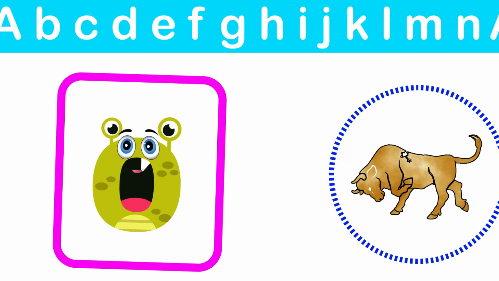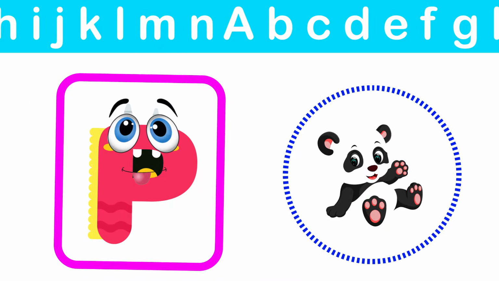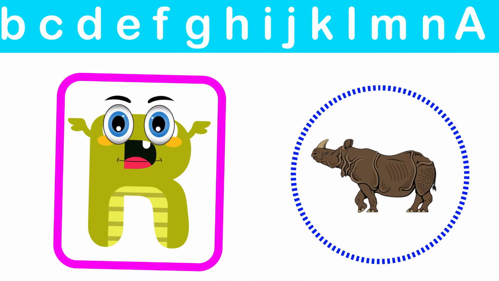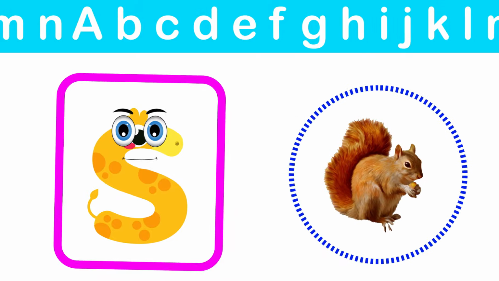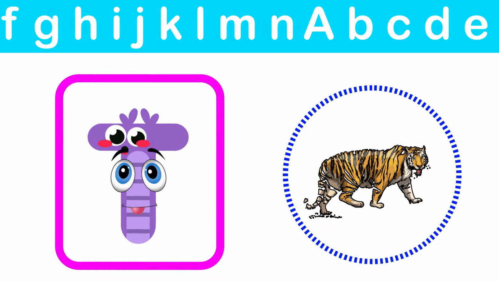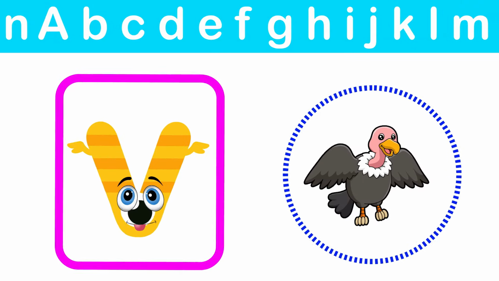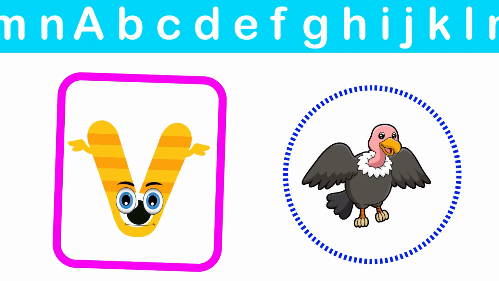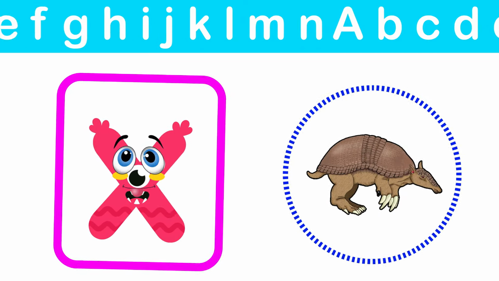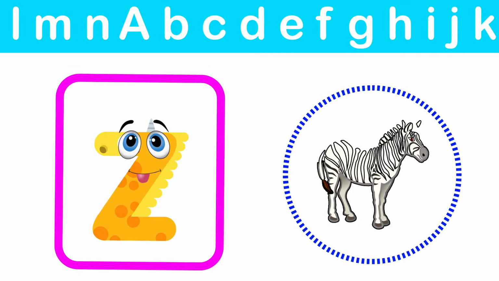Newt. O is for ox. Ox. P is for panda. Panda. Q is for quokka. Quokka. R is for rhinoceros. Rhinoceros. S is for squirrel. Squirrel. T is for tiger. Tiger. U is for unicorn. Unicorn. V is for vulture. Vulture. W is for wolf. Wolf. X is for Xenarthra. Xenarthra. Y is for yak. Yak. Z is for zebra. Zebra.